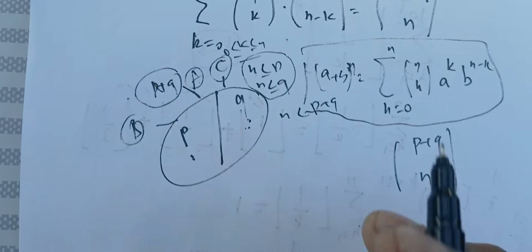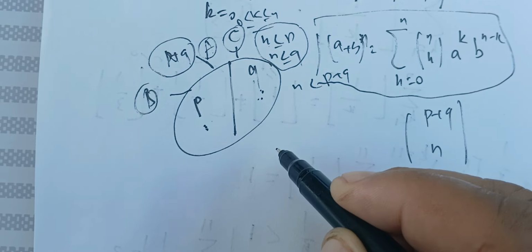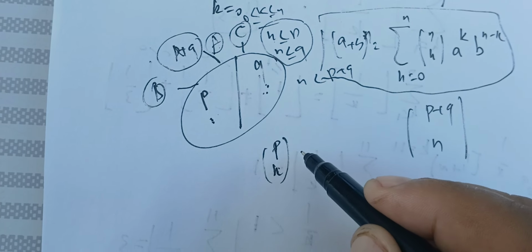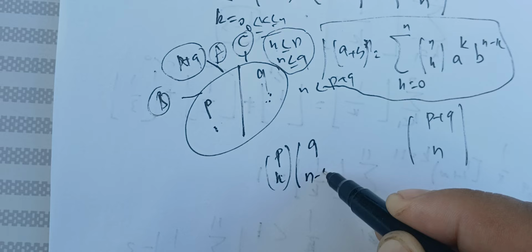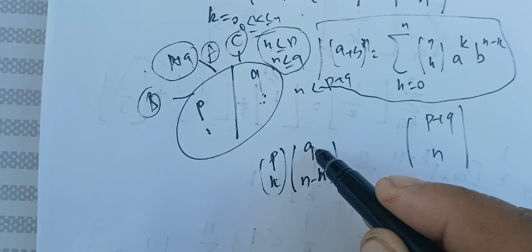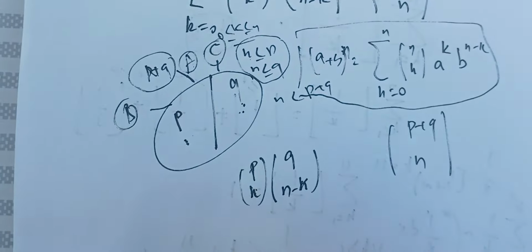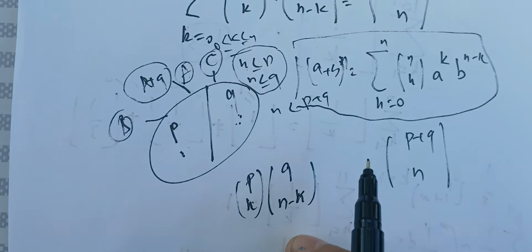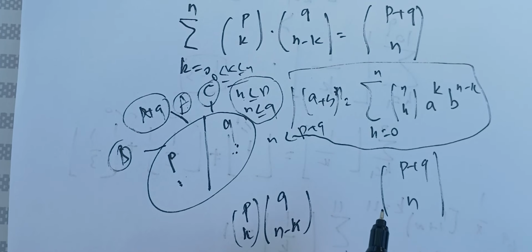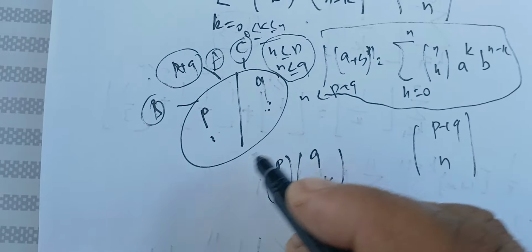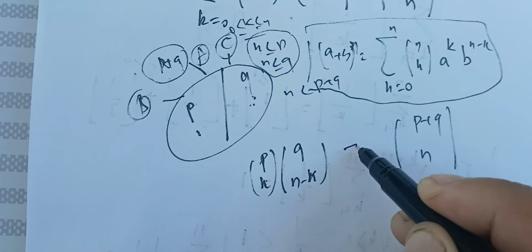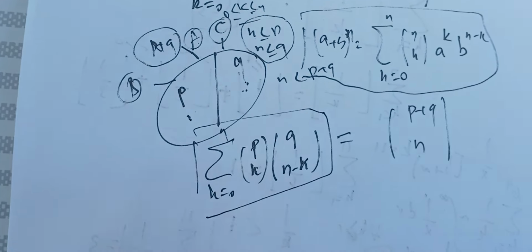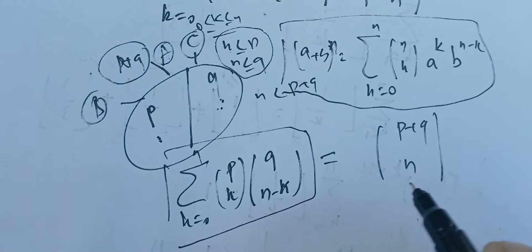So one way of doing this is we choose k people from the p people, and after that we choose the n minus k that we need from the q people. So this is one way. And since we are looking for n people, if we add all these ways, we get this sum here, where k is going from 0 to n. It's going to be p plus q choose n.